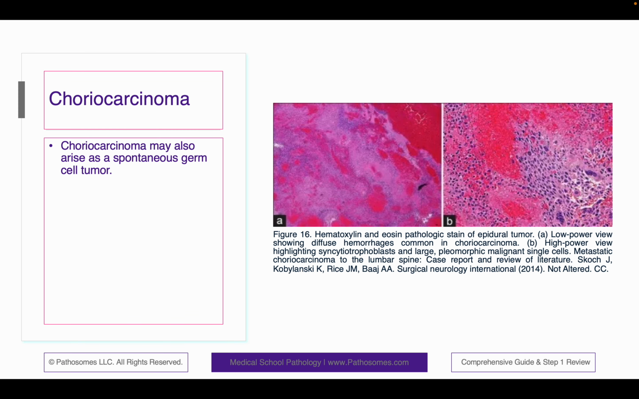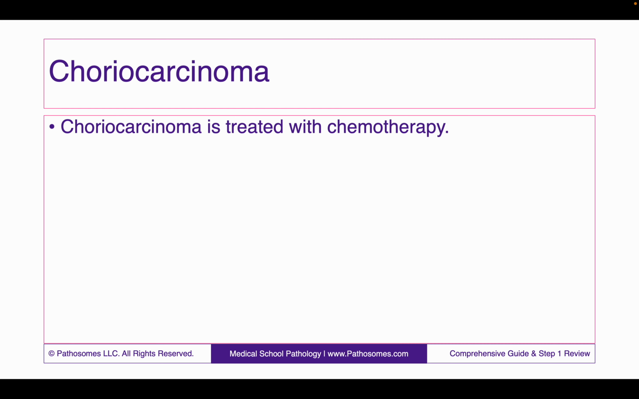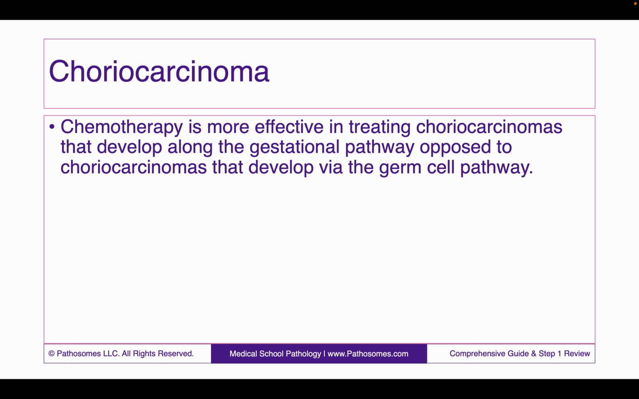And you remember this histology, right? See the hemorrhage, the nuclear pleomorphism. This is a choriocarcinoma. Choriocarcinoma may also arise as a spontaneous germ cell tumor. Choriocarcinoma is treated with chemotherapy for you future oncologists out there. Chemotherapy is more effective in treating choriocarcinomas that develop along the gestational pathway, as opposed to choriocarcinomas that develop via the germ cell pathway.